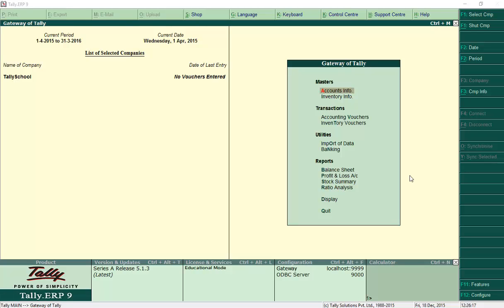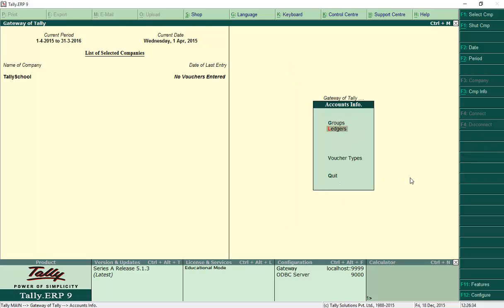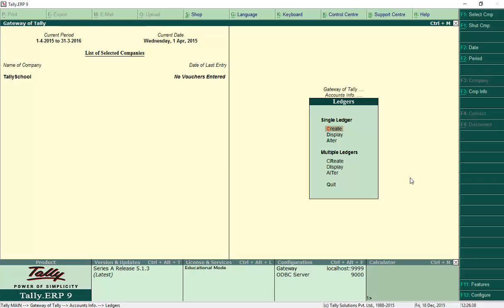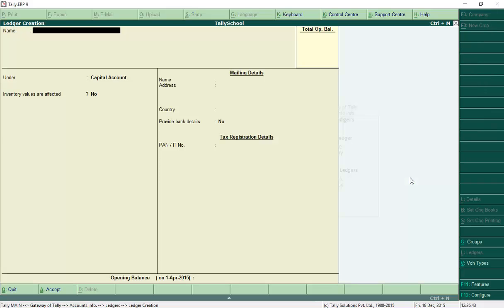So let's come back to the topic, that is stock market entries in Tally as a trading. So first of all, we'll create some ledgers and stock items for our stocks. So from gateway of Tally, go to accounts info, then go to ledgers, then select create under single ledger, and ledger creation menu will open. Now first of all, we'll create a stockbroker ledger. So I write stockbroker.